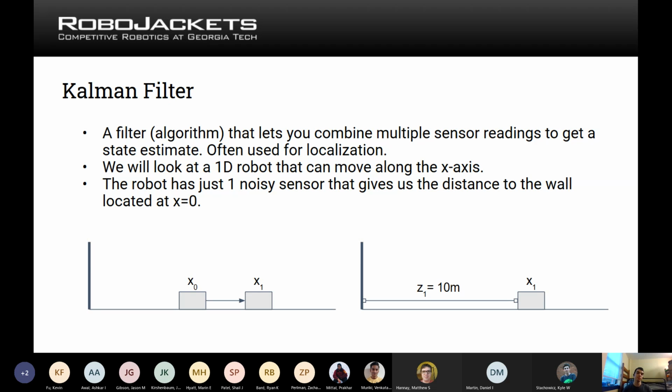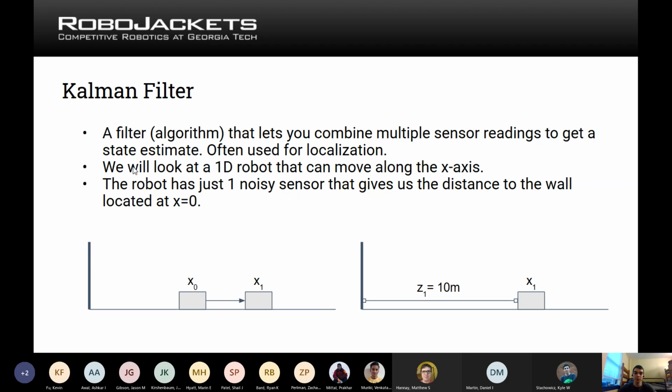Kalman filter is an algorithm that lets you combine multiple sensor readings to get a state estimate. And it is very commonly used for localization. I think it's the most common localization technique anyone uses. It's also used a lot for just using sensor data and for controlling things, essentially, to get your position and to get better readings.